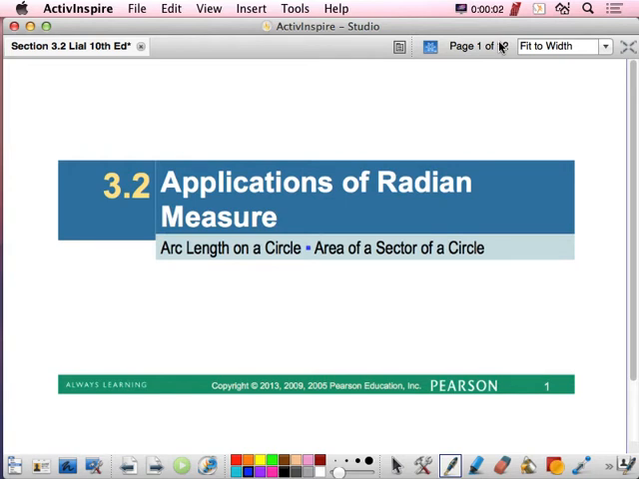Tackle section 3.2, which is applications of radian measure. And the good thing is there's only two main applications in here. We're going to deal with arc length on a circle and area of a sector of a circle.